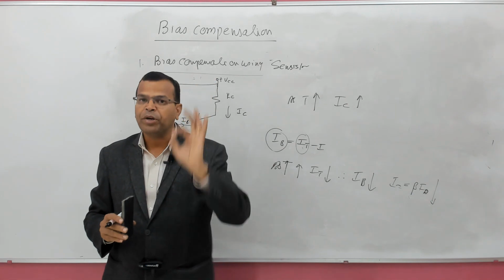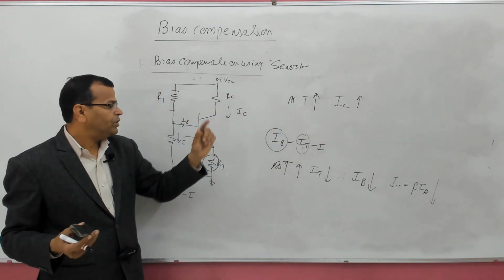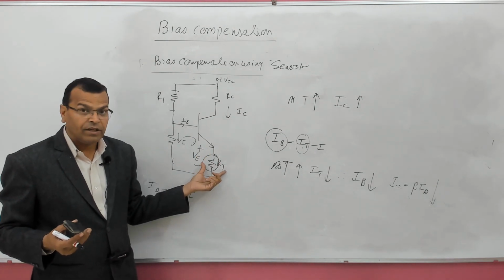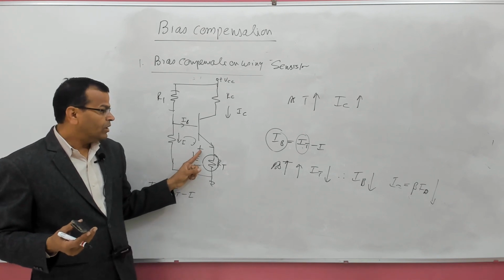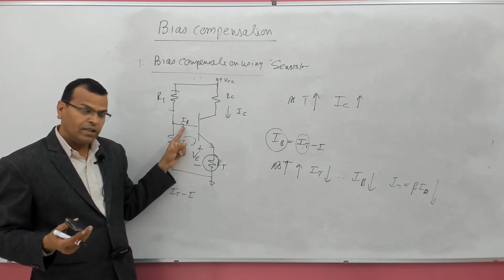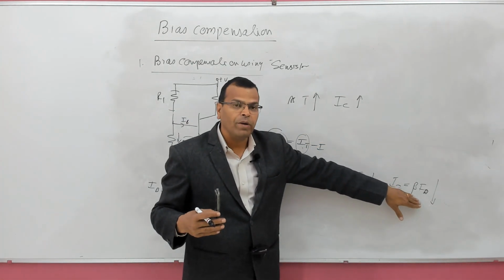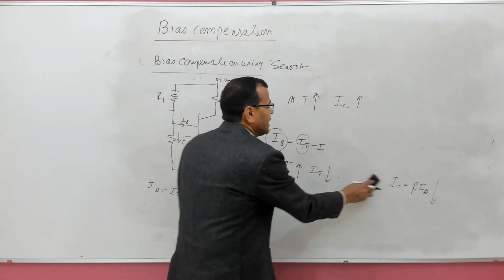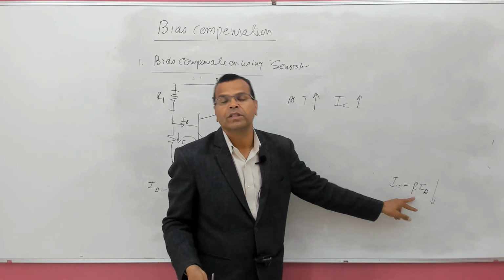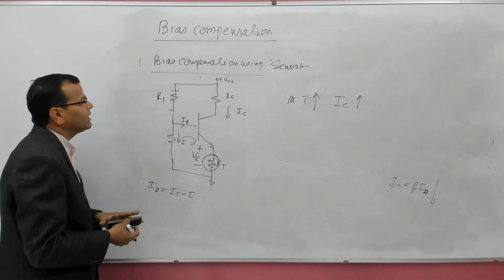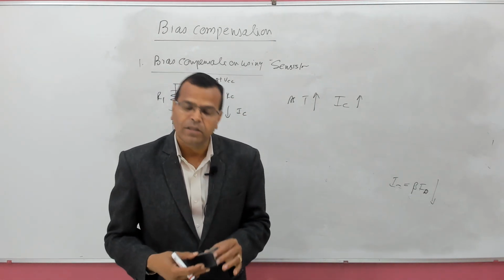I repeat, when temperature increases, IC will try to increase. That is one phenomenon. But when temperature increases, the resistance of transistor will increase. Voltage drop across transistor will increase. This voltage drop opposes the base current. Therefore, base current will decrease. Decrease in base current means, with beta into IB, collector current will decrease, and that increase in collector current due to temperature is compensated by the decrease in base current. So, this is your temperature compensation or bias compensation using transistor.